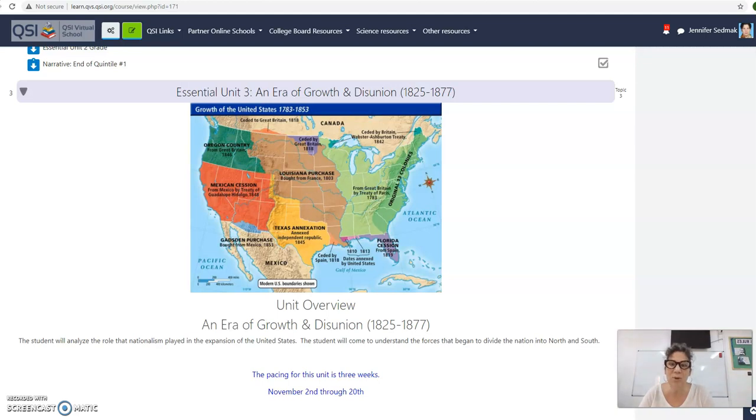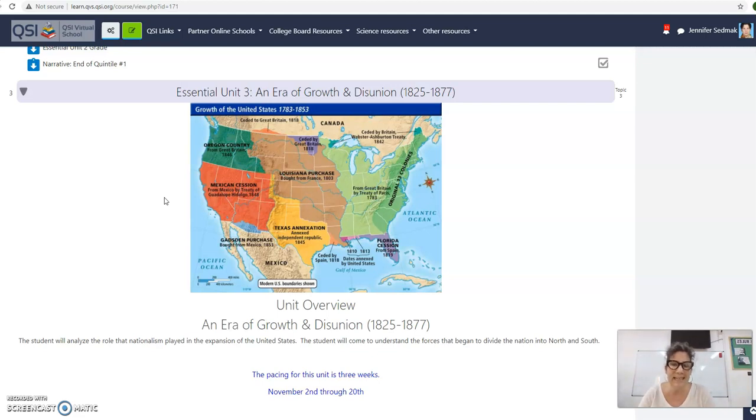The name of this unit is An Era of Growth and Disunion. So the period that we will be focusing on is from 1825 to 1877. And as you can see from the map that I chose to represent this time period, a lot happened. In the last unit that we looked at, the United States did double in size with the acquisition of this territory called the Louisiana Purchase. But in the period from 1825 to 1877, the country grows even more.